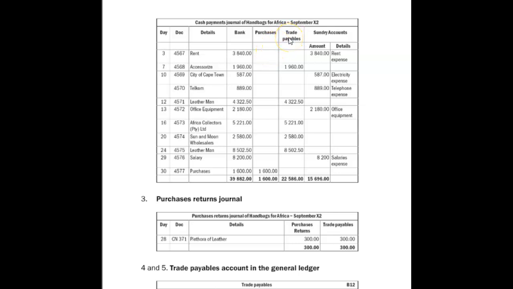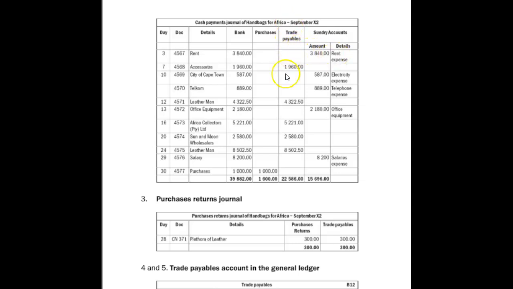Now trade payables. Okay, now the reason why they have trade payables here is, remember, in the CPJ, you're paying people money. So let's say you're paying your debt. You owe your supplier 100 Rand. Now you are paying that 100 Rand. You're paying the amount you're owing. So when you pay that amount, if for example it's 1,960, you put it in trade payables. What's that amount for? It's for your trade payables. It's for my supplier, my credit supplier. So that is the reason why they have trade payables over here.